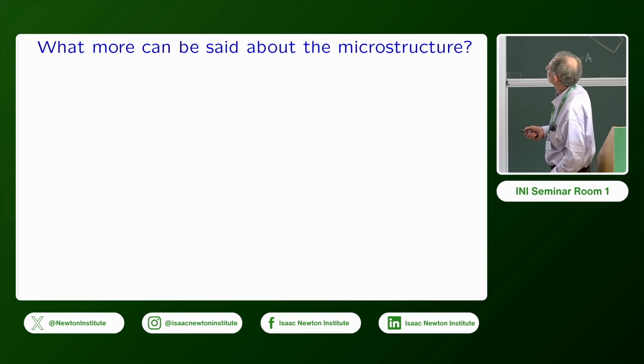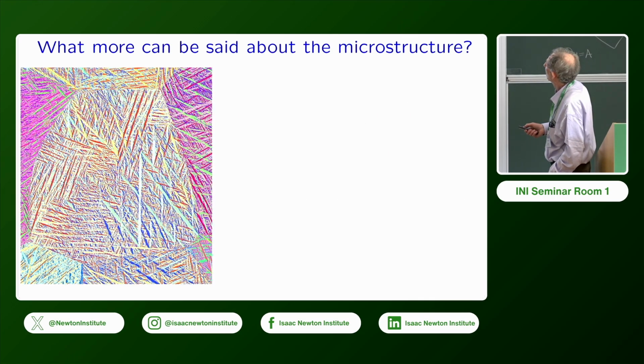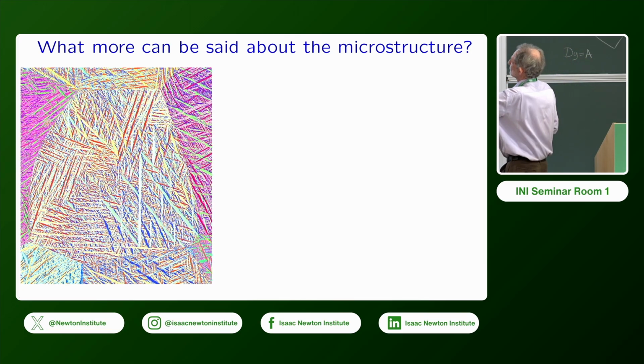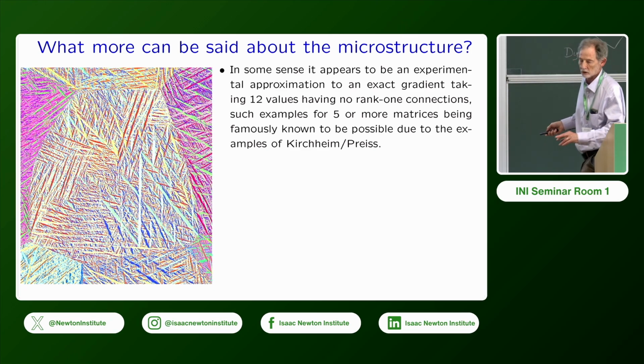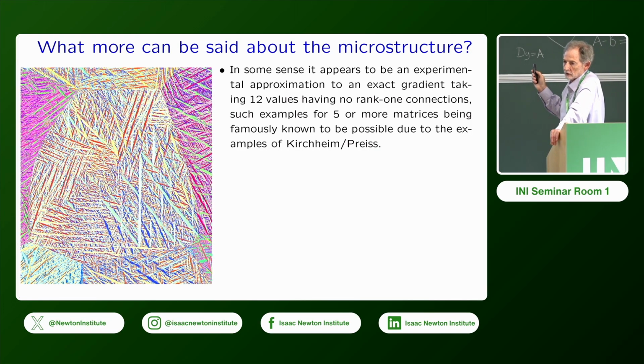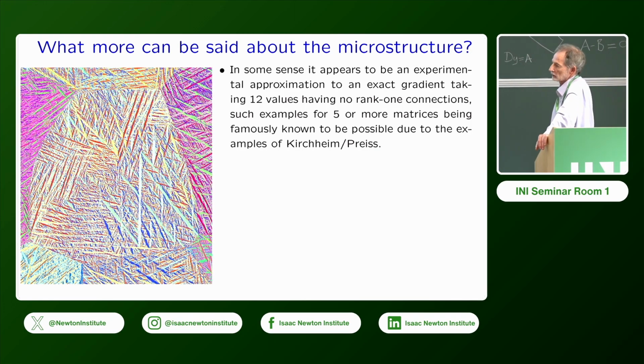So where are we in summary? What more can we say about the microstructure? Well, here it is again. Exactly how you see a Tn configuration is not so clear, but you certainly have finer and finer parts of the microstructure. So in some sense, it seems that what you're seeing here is an experimental approximation to an exact gradient, taking 12 values, having no rank 1 connections.